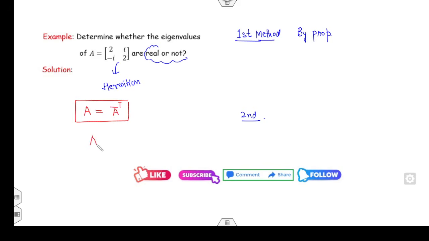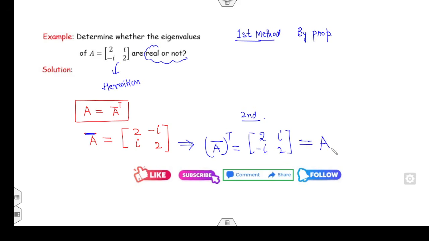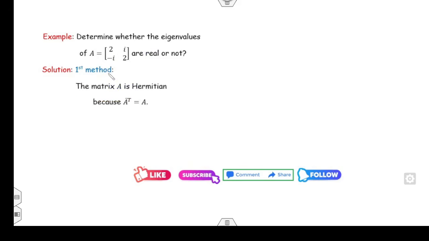So let's first start with A transpose. What is A transpose? 2, iota, minus iota, 2. Oh sorry, I have already transposed it. Yes, A complex conjugate will be this; now what is the transpose of this matrix? It is 2, minus iota, iota, 2, which is the same as matrix A. Therefore, the matrix A is a Hermitian matrix, and once the matrix is Hermitian, by the properties, all its eigenvalues are real.